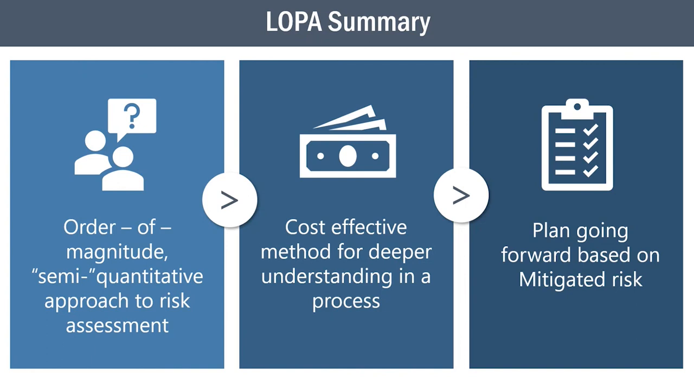Like I said, you can add this to a PHA for a few additional dollars, but it'll give you a much more robust outcome of your PHA. And it's a great plan for going forward based on mitigated risk. It's a good way to say, okay, we're doing everything we possibly can to reduce the risk of this hazard or the risk of this process. And we have a lot more confidence based on doing a LOPA that the controls we've selected are actually going to work when we want them to work, and that the process is going to be protected.